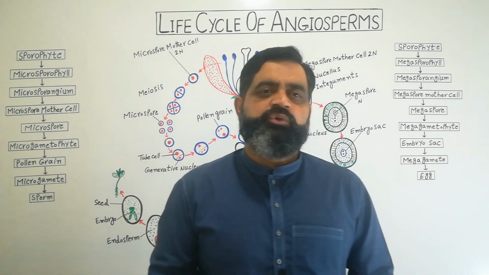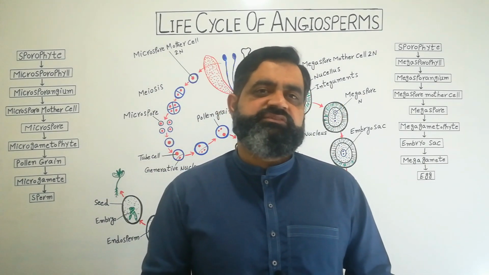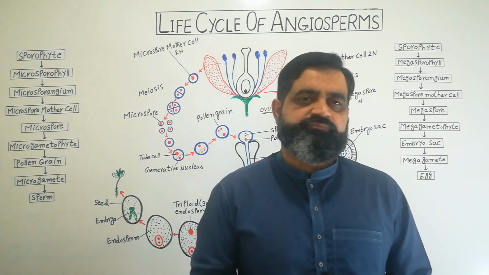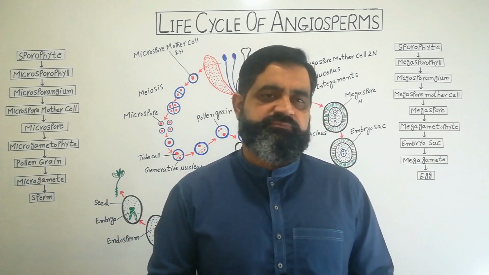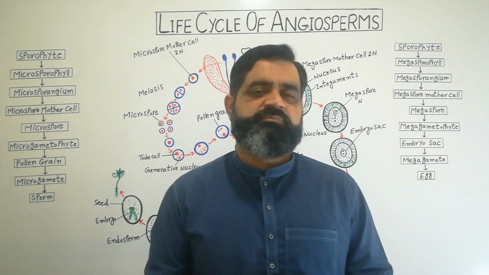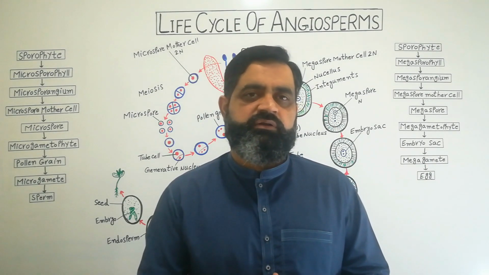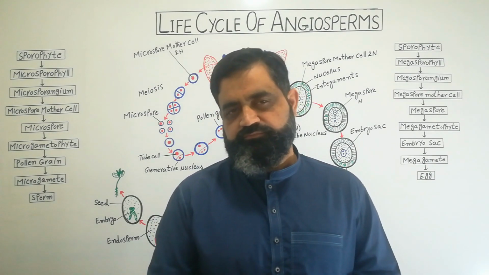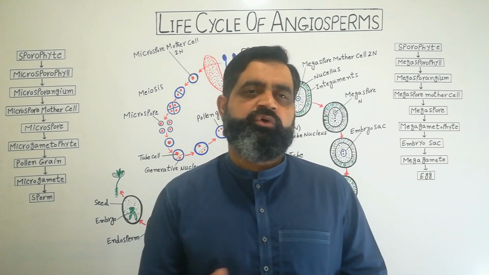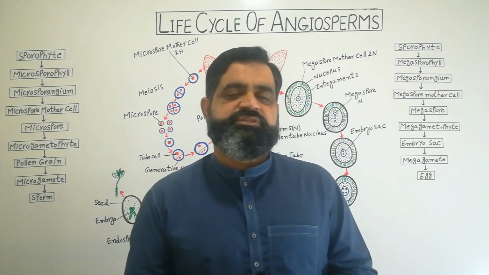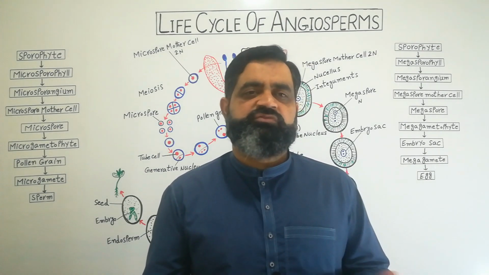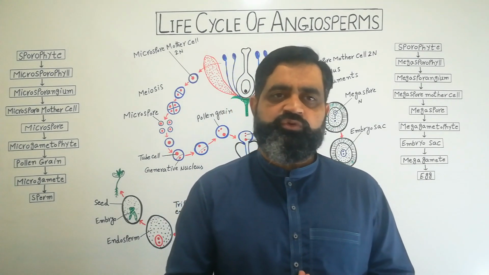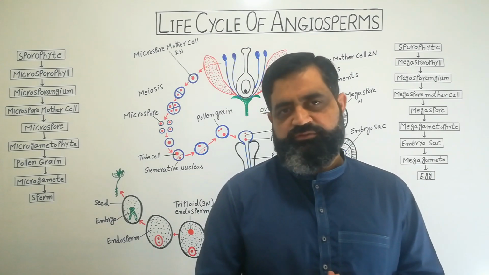Today we are going to discuss the life cycle of angiosperms. As you know, angiosperm is a class of plants. All the plants present in our surrounding environment are mostly angiosperms, like mango, rose, grapes, and all the other different plants, some of them flowering and some of them fruit plants, are angiosperms.